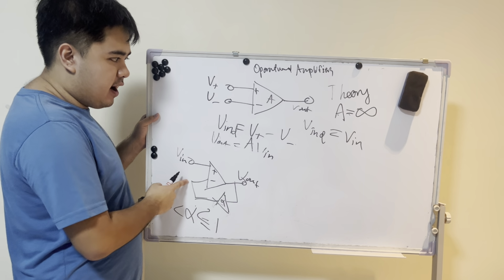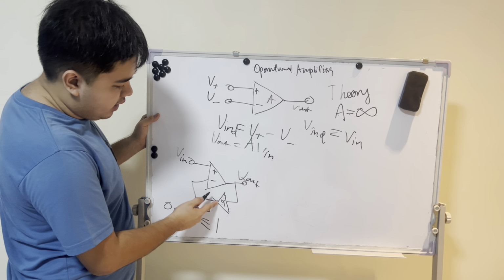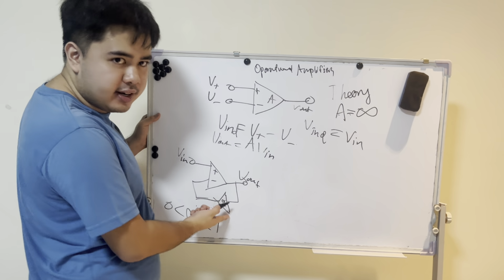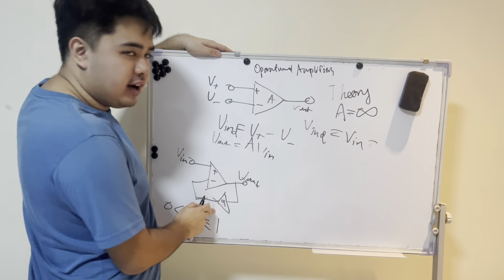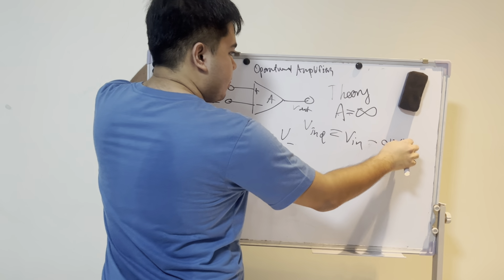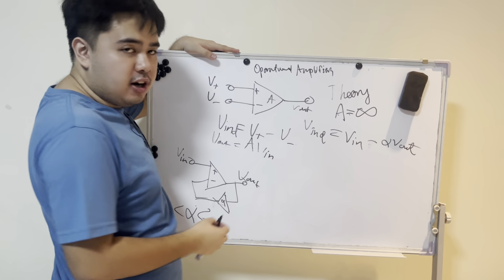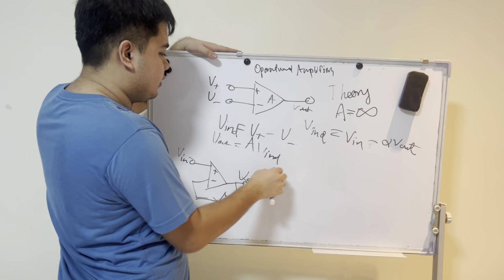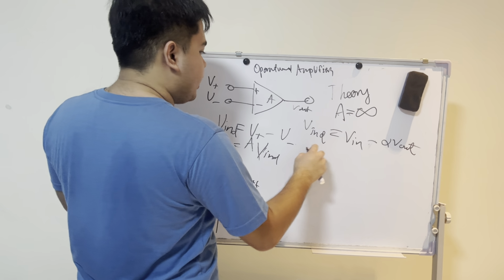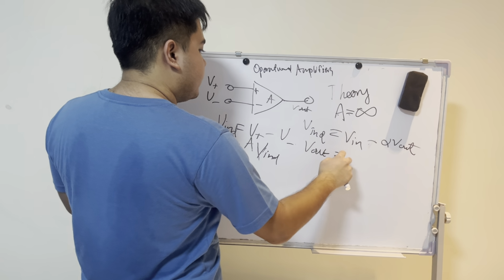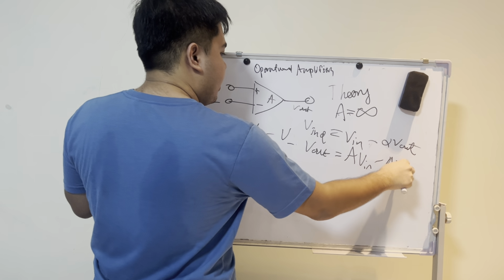What is the V minus here? That is alpha times V out. So this is an amplifier as well. Alright, minus alpha times V out. Right? And then to get the output, we just multiply it by the gain. Right? The gain A. Alright, so we get V out equals A V in minus A alpha V out.